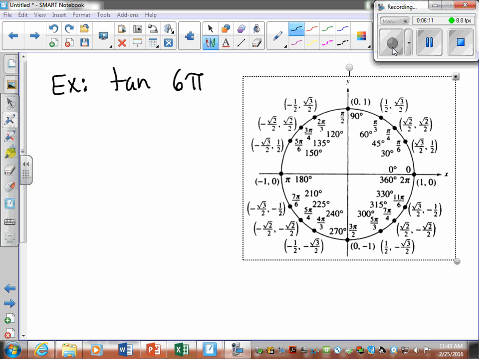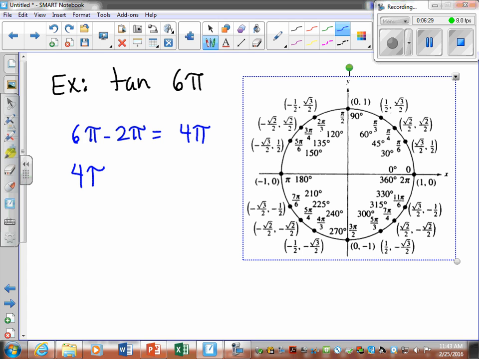Okay, our next example is tangent of 6 pi. Is 6 pi on our unit circle? Nope. But what if we go ahead and subtract out 2 pi? That's take out one revolution. This one's going to be easy. What's that give us? 4 pi. That's not enough. 4 pi is not on our unit circle, so I take out another revolution and I get 2 pi. So it's basically right here. It's like we went all the way around, went all the way around, went all the way around.